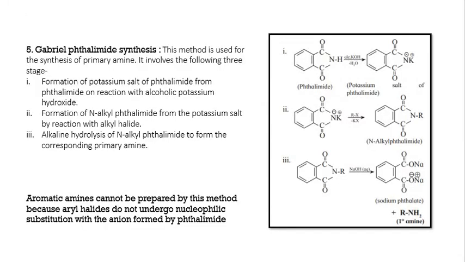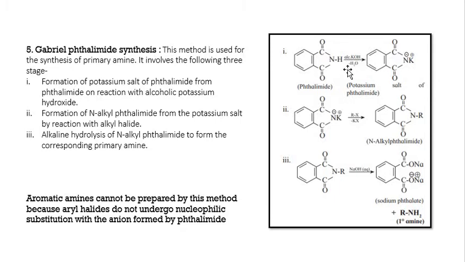Now another method is known as Gabriel phthalimide synthesis. This method is used for synthesizing primary amines. It involves 3 steps. The first step is the formation of potassium salt of phthalimide from phthalimide when we allow it to react with alcoholic potassium hydroxide. See, this is the compound phthalimide where you see nitrogen, or you can say NH, the secondary amine present here, and this compound is allowed to react with alcoholic KOH.